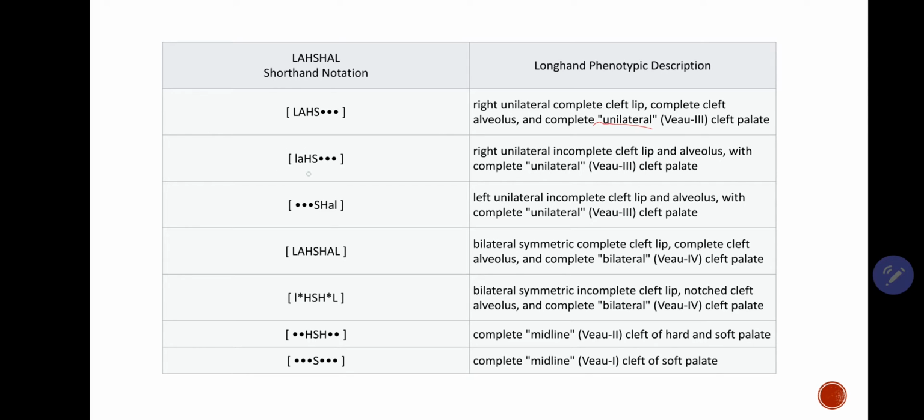Coming to the second example, you can see small l is there, small a is there, again capital H and capital S. The cleft is present on the right side, but small l and small a state incomplete cleft lip and cleft alveolus with complete unilateral cleft palate. The H and S represent the hard and soft palate. In the same way, the rest of the examples also explain the condition. So you can go through the topic later, where you can understand the classification properly. In this way, you can represent the condition of cleft lip and palate for the individual.